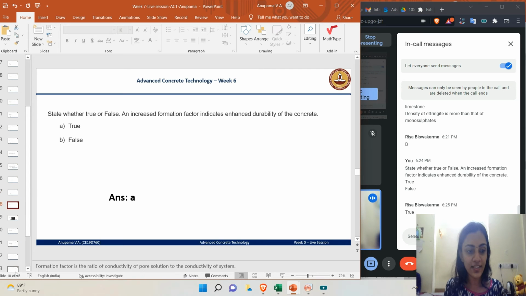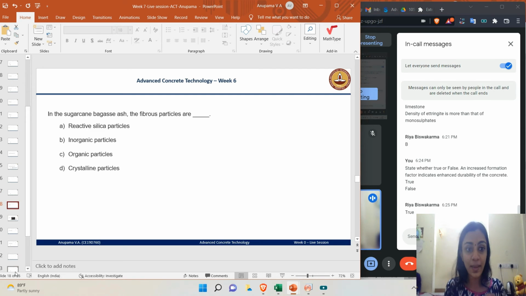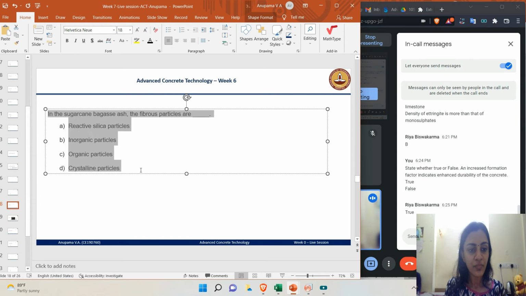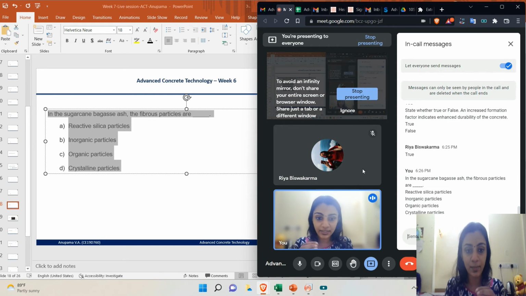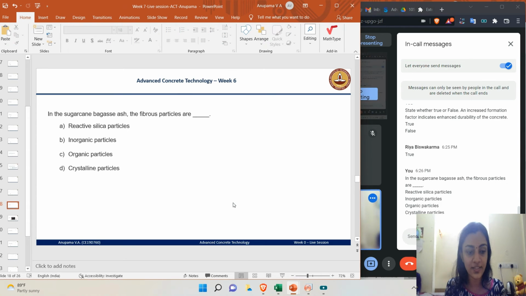Okay, moving to the next question. In sugarcane bagasse ash, what are the fibrous particles? So, if you see the morphology, or if you see the sugarcane bagasse ash particles under a microscope, there are different types of particles. There are fibrous particles, then there are particles which are looking like spheres, there are prismatic particles, then what else? There are irregular shaped particles. So, each of them indicates something. So, what is a fibrous particle?